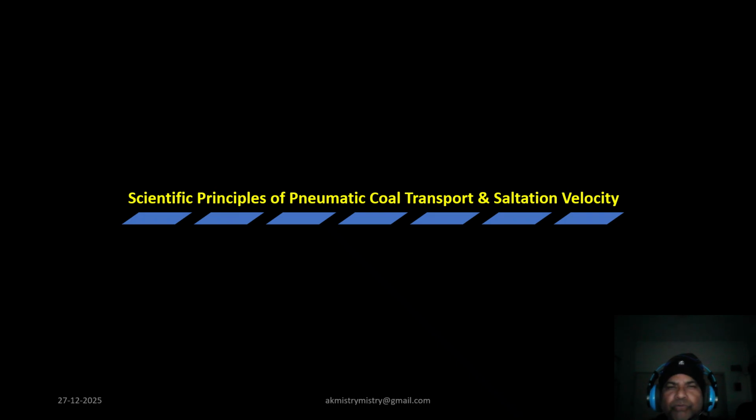Today we are going to walk through the technical and scientific dynamics of pneumatic coal injection, or PCI. Our focus will be on mechanics of moving coal from the mill to the furnace and, most importantly, the physics of saltation velocity, which is the backbone of a stable transport system.